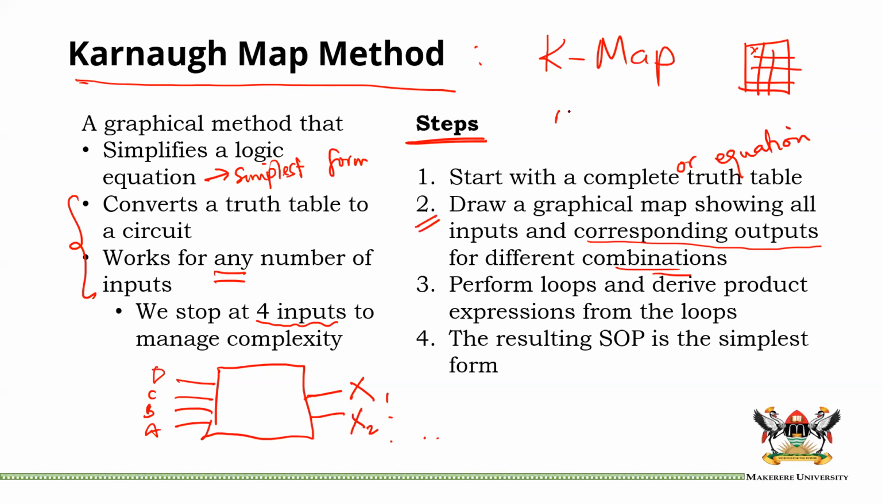So if you are A, B, C, D, 0, 0, 0, 0, maybe on the output, you get a 1, then you put a 1 somewhere in this box. If it is a 0, you put a 0 somewhere, and so on and so forth. On point 3, we do what we call looping. So we create a loop, and these loops are the ones actually that allow us to simplify the equations.